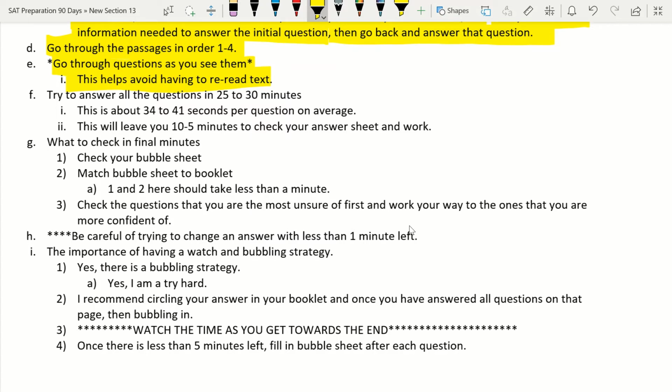Try to answer all the questions in 25 to 30 minutes. If you can do that, that's going to leave you with 5 to 10 minutes at the end to go back and check any questions you were unsure of or that you hadn't answered yet. So that's going to be ideal there.